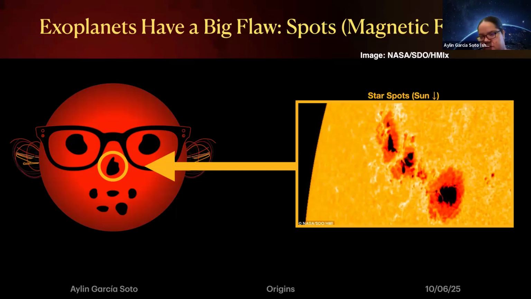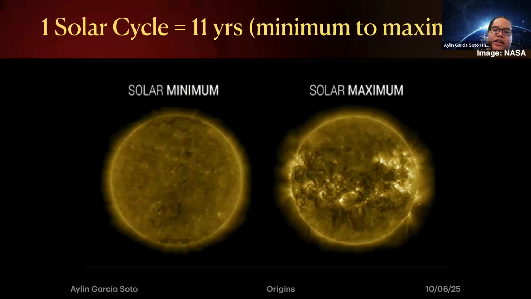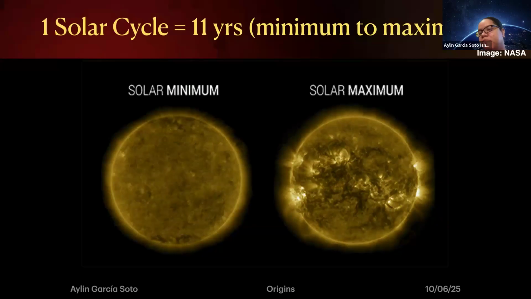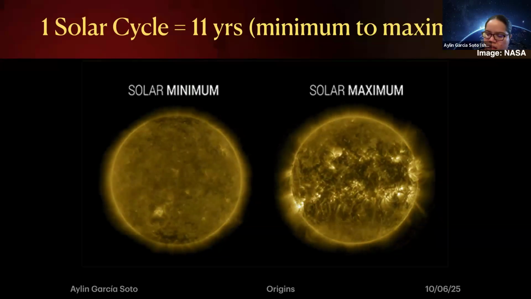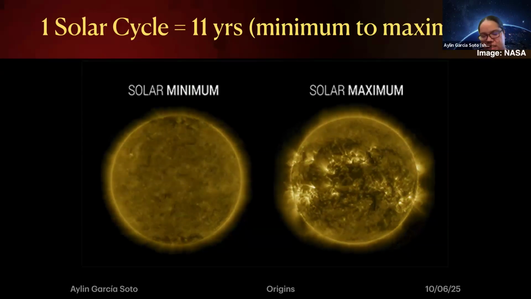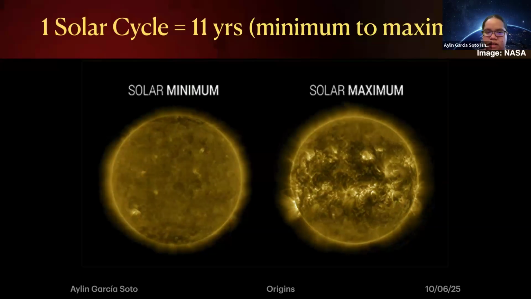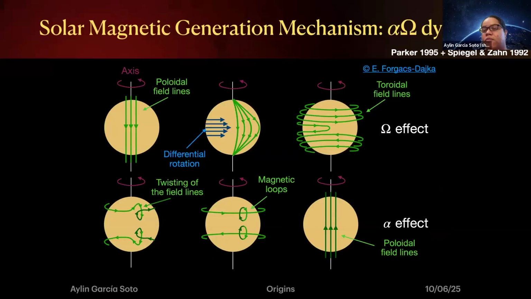So where do these spots come from? That's sort of why we have to talk a little bit about magnetic fields, because we only know it in context of the sun. So in the sun, there is an 11-year cycle where you get minimum surface features or maximum surface features. It isn't always 11 years, but it basically is 11 years. And the thing that causes this, we think, is called an alpha omega dynamo.